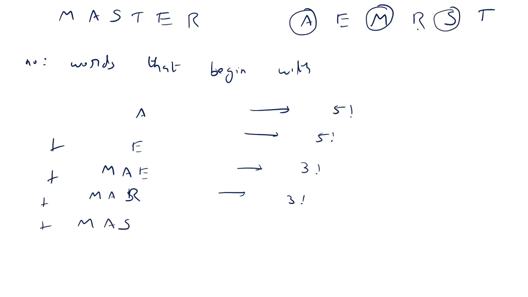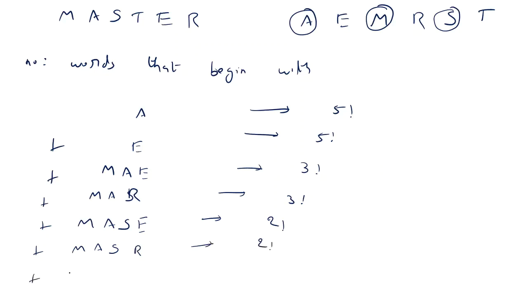So here I have used MAS. After that the next alphabetical order is E. I have to count all the words that begin with MASE, which is going to be 2 factorial. And next I have to count all the words that begin with MASR, again 2 factorial.